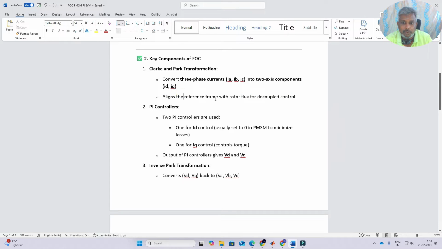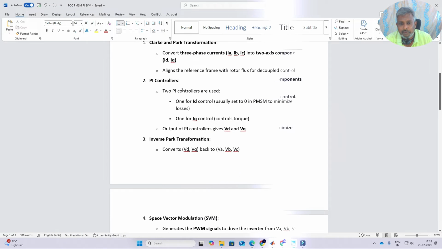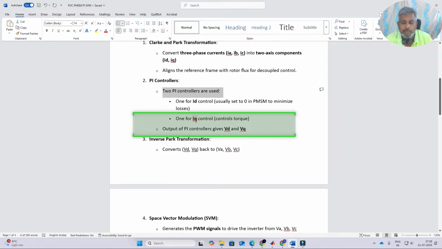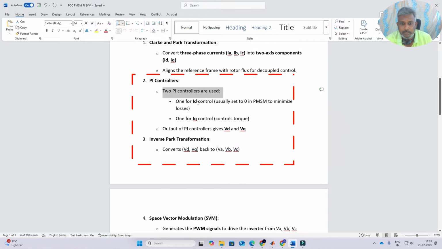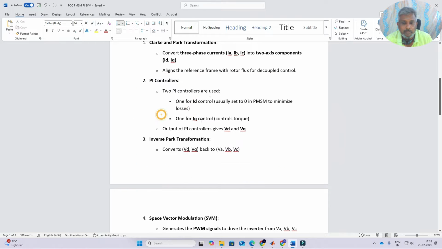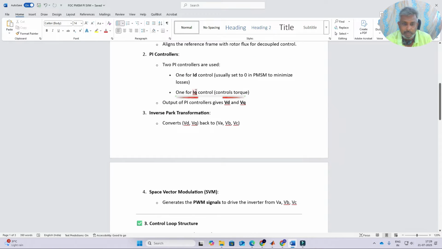This ID and IQ should be aligned with the rotating magnetic field, and then we use two PI controllers. One PI controller is used for ID, and the other is for IQ. The ID reference is set to 0 to minimize the losses in the PMSM. The IQ control is used to control the torque of the PMSM, so we mostly apply the PI control in the IQ part to control the torque of the machine.